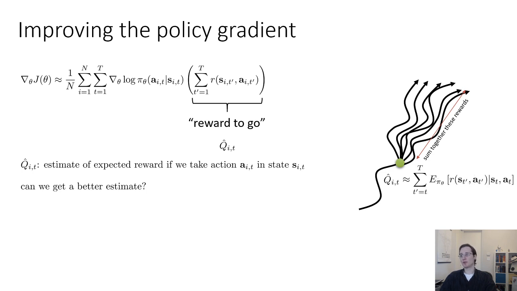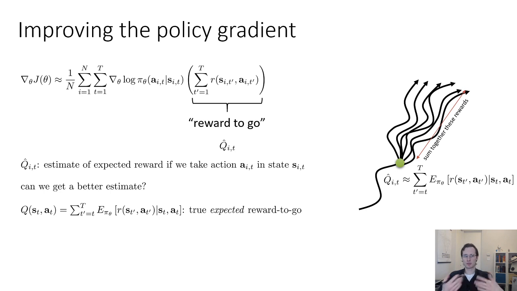So what you really want is the expected value of the reward that you'll see from now until the end. But of course, computing those expected values exactly is impossible. But if you could somehow get them, then you would have a better estimator. You would actually be accounting for all the possible futures that might occur, not just a single sample.